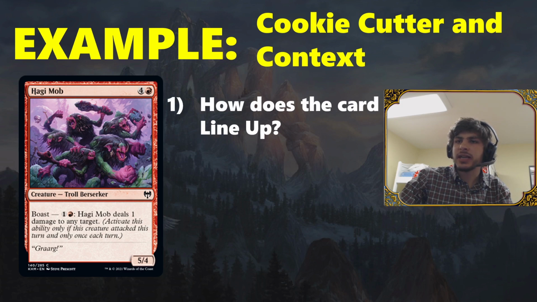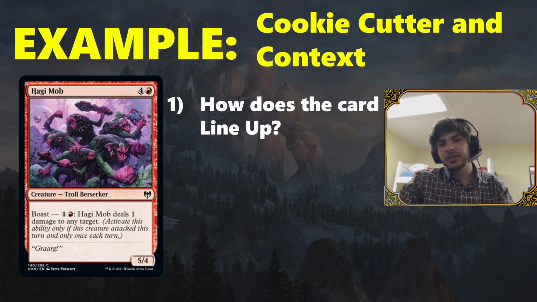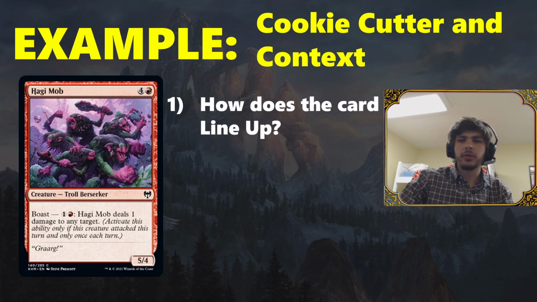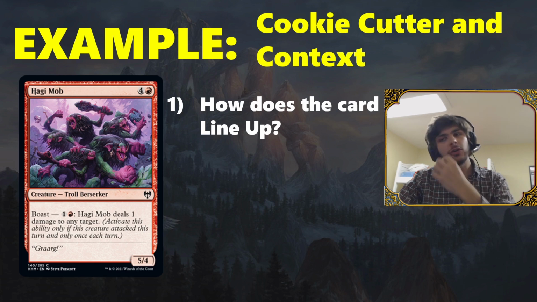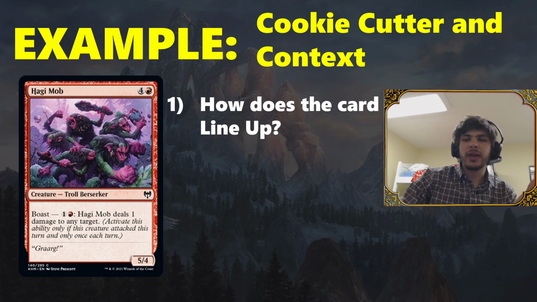Now, looking in context, how does the card line up? If there are a ton of 1 toughness cards in the format, Hagi Mob looks a lot better. If there are a lot of cards that reward you for paying Boast costs, it gets a lot better. If there are cards like 4 mana 3/4s or things that don't really trade with Hagi Mob that are still reasonable to play in the format, Hagi Mob gets a lot better because it doesn't get blocked profitably by those. These are just the sorts of things to keep in mind when you're evaluating a card like Hagi Mob.